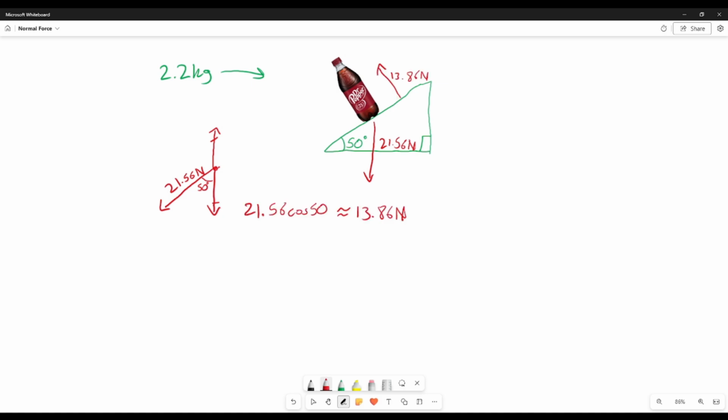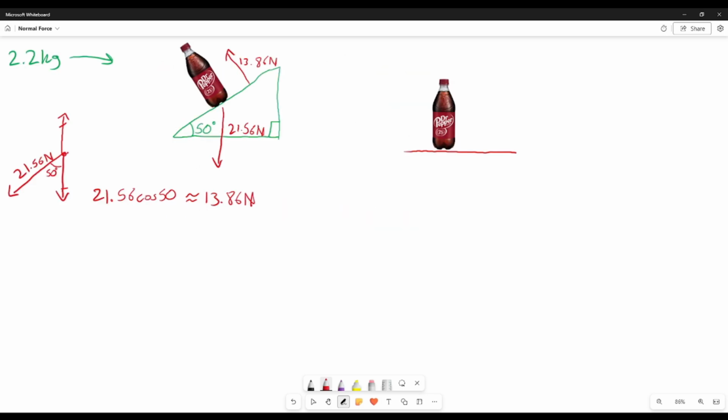So once again, we're going to multiply our weight by the cosine of our angle. In this case, it is 50 degrees, and this will give us our normal force, or at least the magnitude of our normal force, which is approximately 13.86 newtons. Alright, let's do one last problem here.